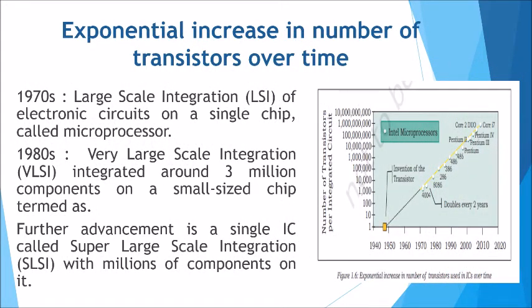Exponential increase in number of transistors over time. As we can see in this, in the 1970s, we started with LSI, large scale integration, which was the electronic circuit on a single chip and known as microprocessor. But in the 1980s, we started with VLSI, very large scale integration, in which around 3 million components are integrated on a small sized chip. Further advancement is a single IC called super large scale integration with millions of components on it.